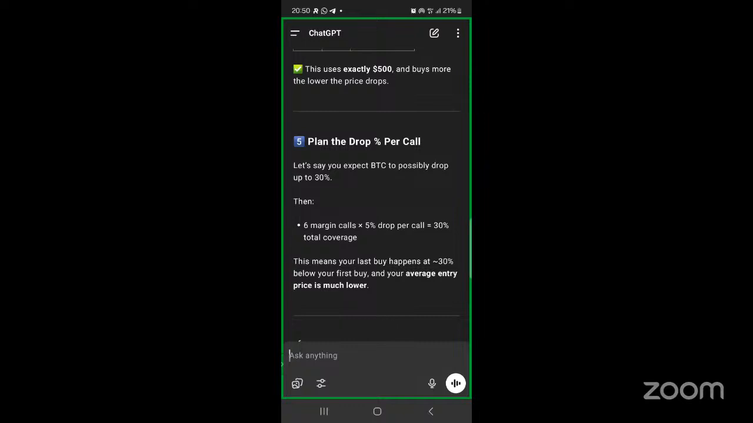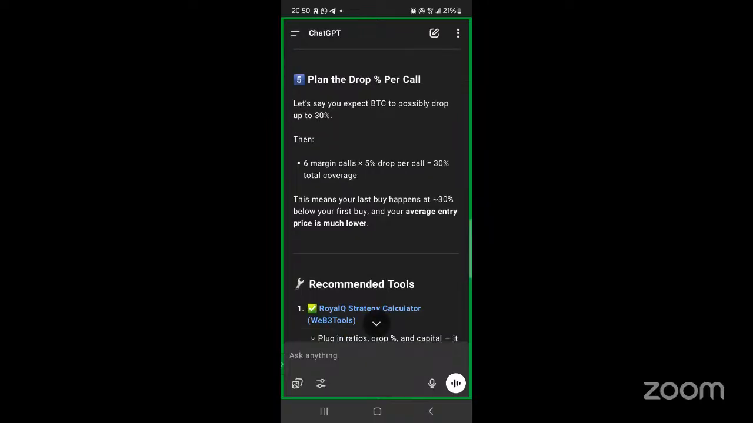Plan the drop percent per call. Let's say you expect BTC to possibly drop by 30%. Then 6 margin calls, that is 5% drop per call, equals 30% total coverage. Now, the percentage drop is already provided to us in the signal. This means your last buy happens at 30% below your first buy, and your average entry price is much lower.